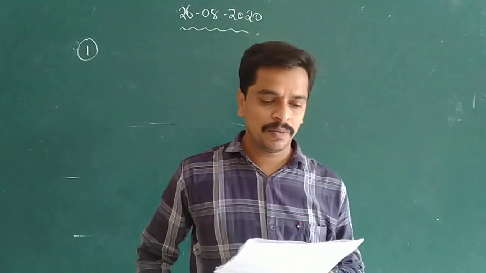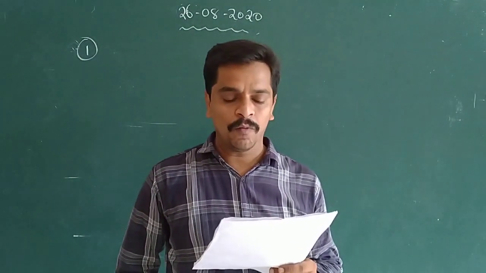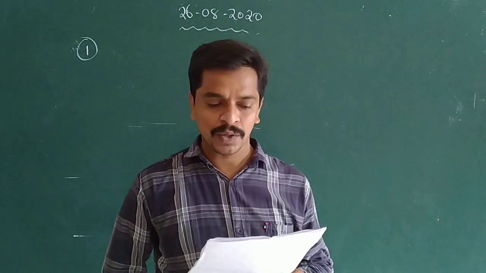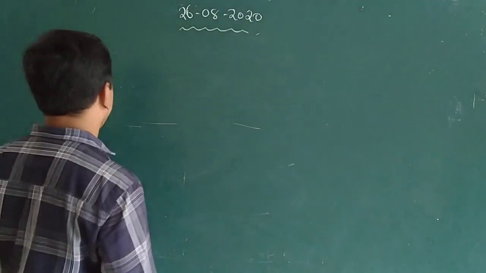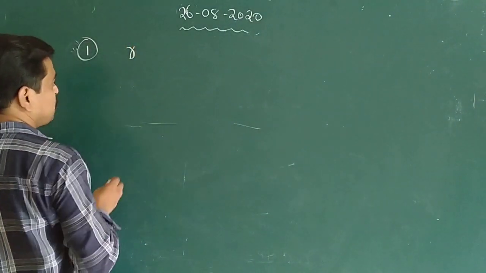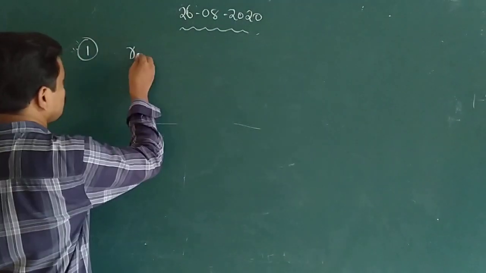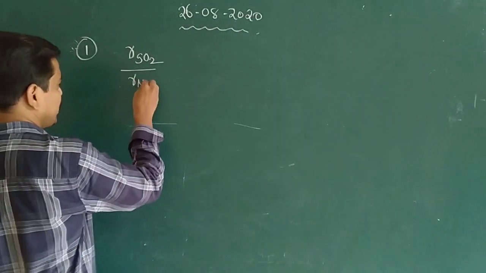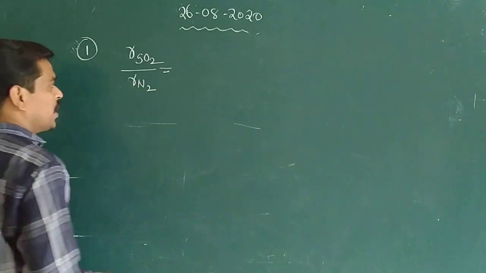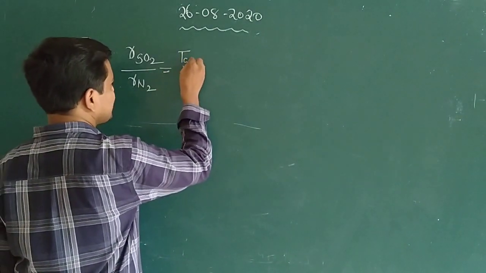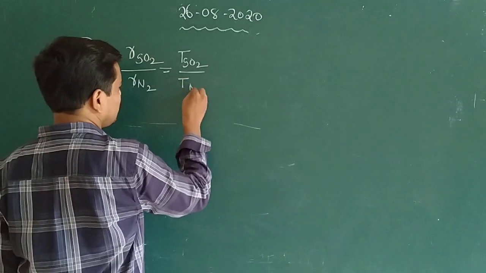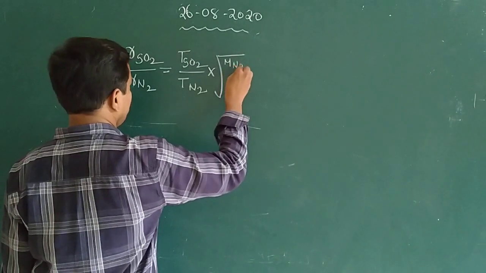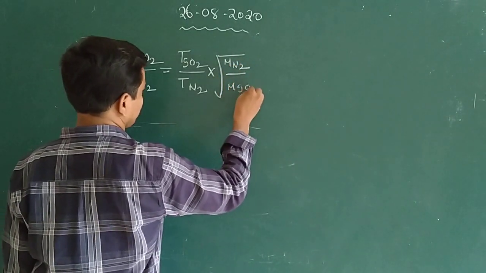At what temperature will the rate of effusion of N2 be 1.625 times the rate of effusion of SO2 at 500 degrees, students? So the question is related to rate of effusion versus temperature. Here the given gases are SO2 and N2. The relation between rate of effusion and temperature is R SO2 by R N2 is equal to T SO2 by T N2 into square root of M N2 by M SO2, students.